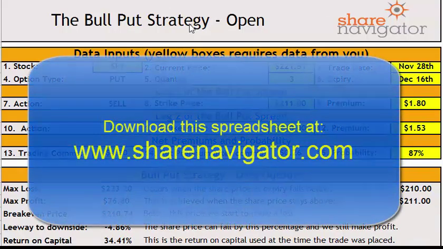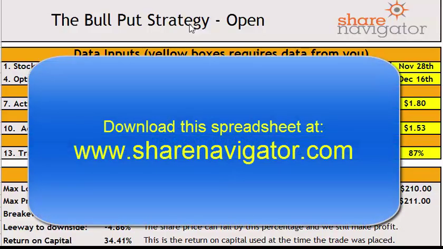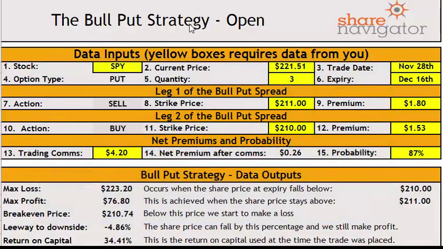If you don't have access to this spreadsheet, you can go to our website, go to the courses section in the members area and go to the bull put spread course, and you'll be able to download this spreadsheet. In the first section, anything that's highlighted in yellow means that you've got to input some type of data. So we've done an example for you.